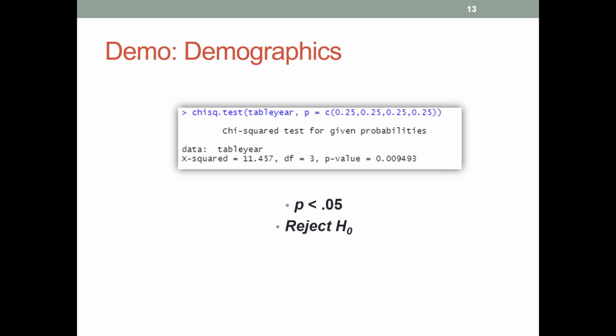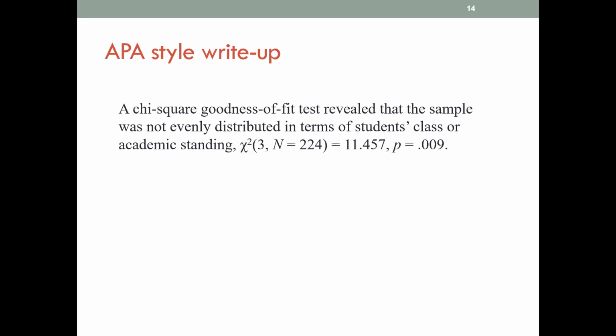To reject the null hypothesis would say that your observed frequencies are different from the population frequencies in the expected distribution, right? So there is actually a difference between what you found, observed, versus what you expected, which is a proportion distribution. Here's one translation of it. You might say that the sample was not evenly distributed in terms of the students' class or academic standing. So freshman, sophomore, and so on, those 4 years.